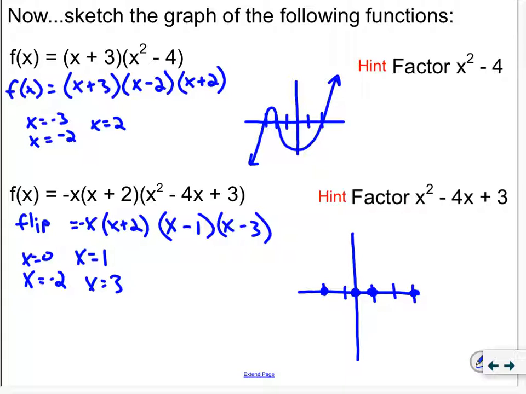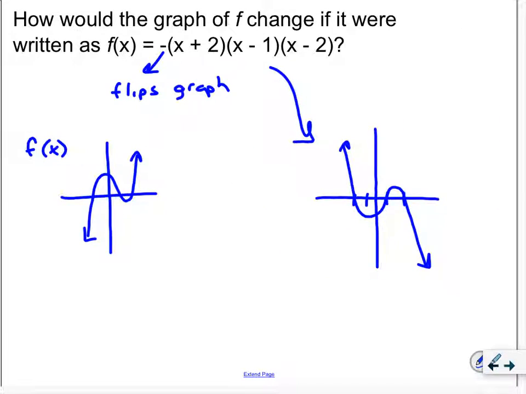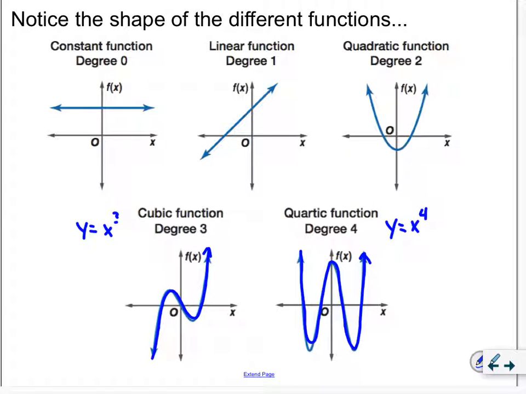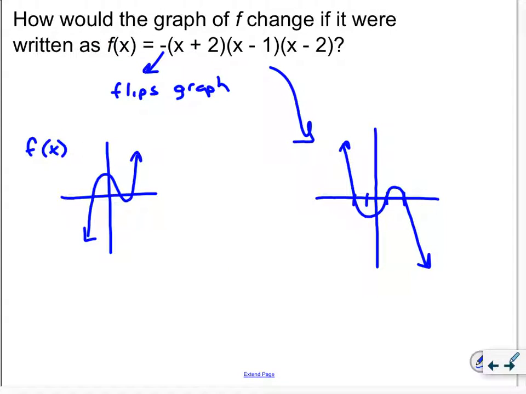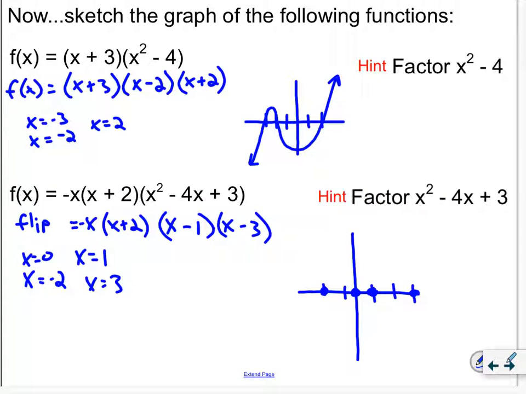So now, this is a quartic graph. There's 4 x's. So it's going to look like this one on the bottom right. It's going to look like a W of some sort. But it gets even better because that negative flips the graph over. So it's going to not look like a W, it might look like an M. M for math. It's going to look something like that. That's what our graph is going to look like.